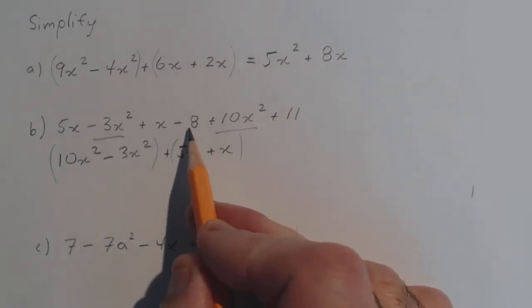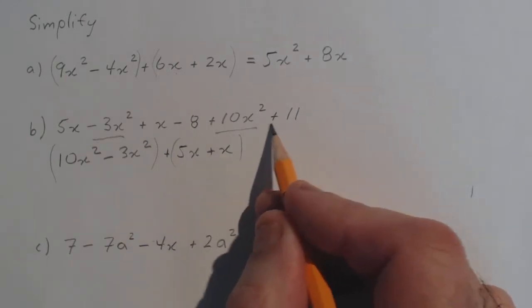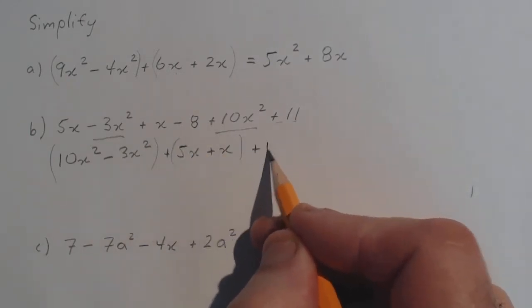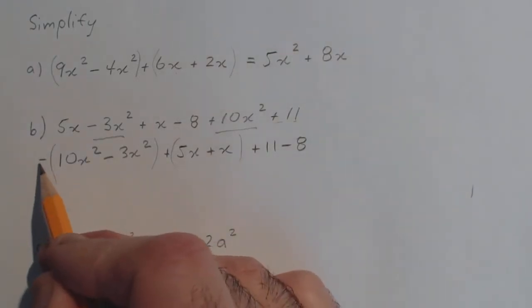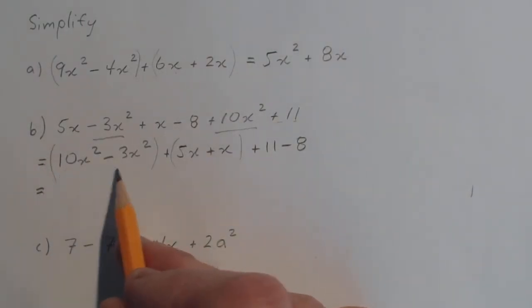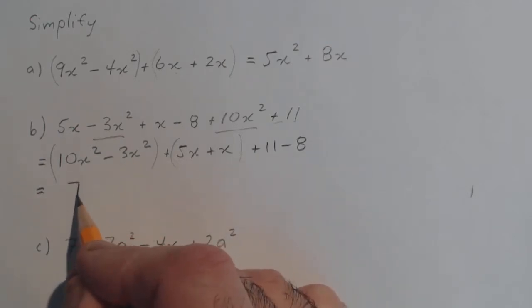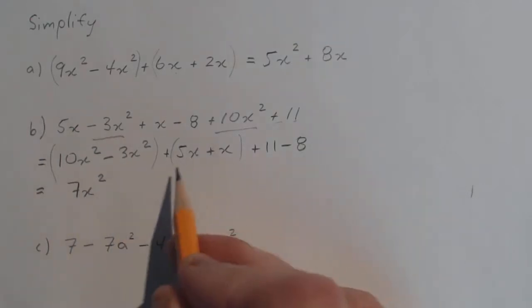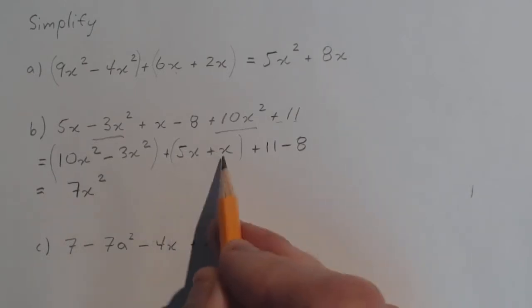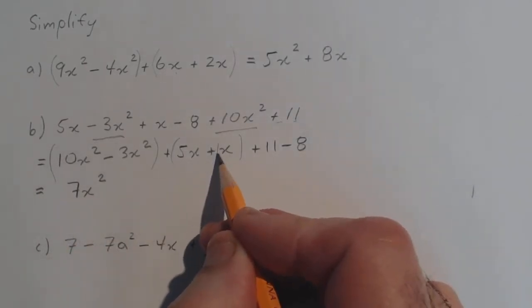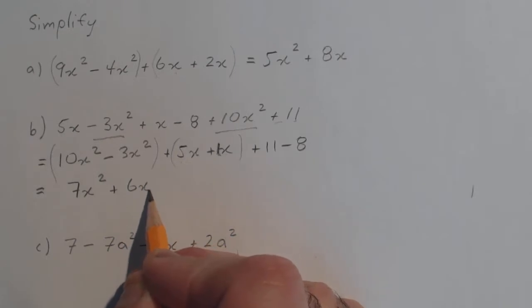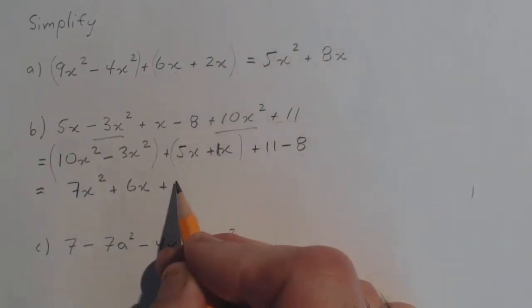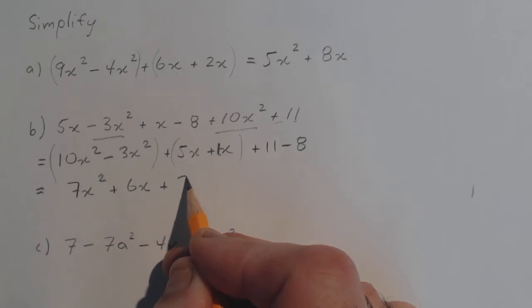And now we have plus 11 and minus 8. I put them together. So now all we do is just collect them. We have 10x squared minus 3x squared gives 7x squared. Now let's collect these like terms, 5x plus x. Now don't forget, that means a 1x. That means 1x there, so 5 plus 1 gives 6x, plus now 11 minus 8 is 3.